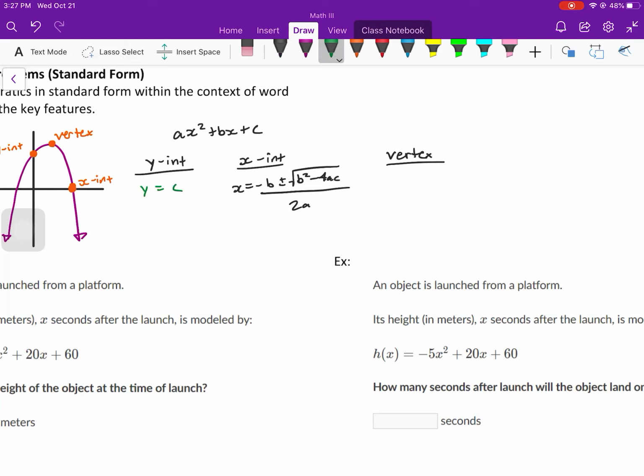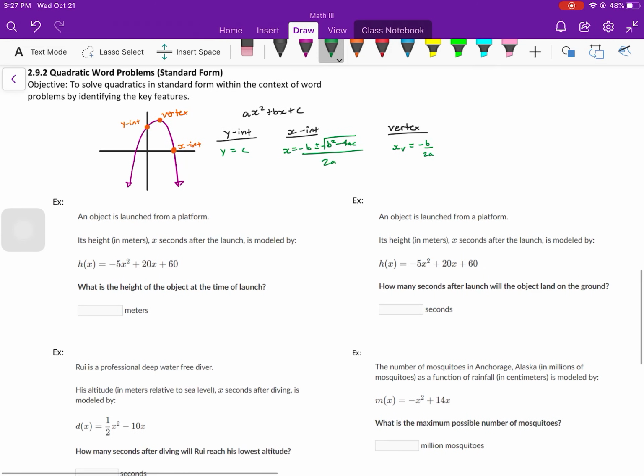I probably should be doing these in a different color. So last, that vertex, the x-coordinate for the vertex is negative b over 2a. So how do you get the y-coordinate? Plug it back in, right? So let's go over this.